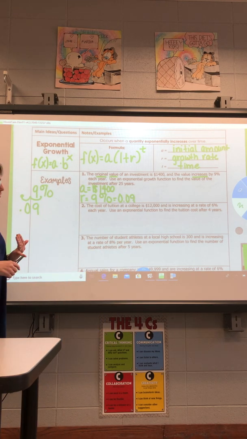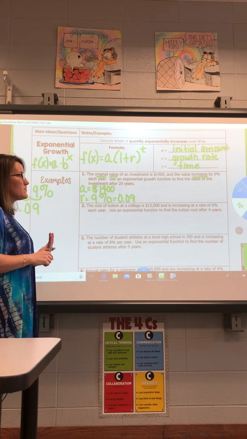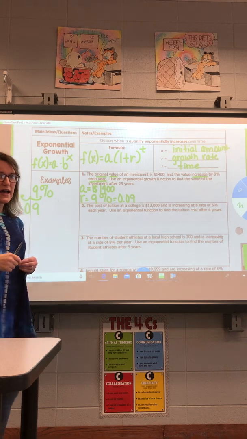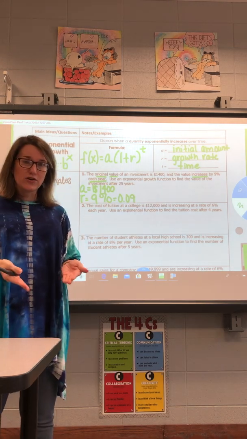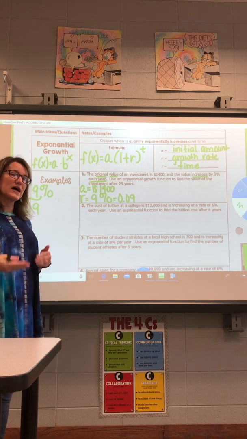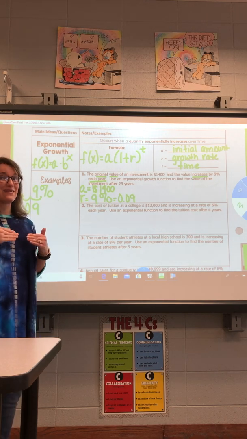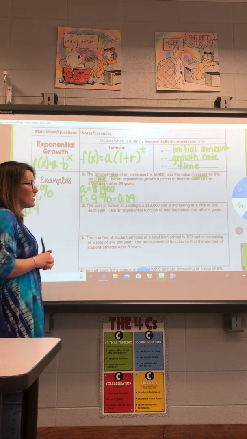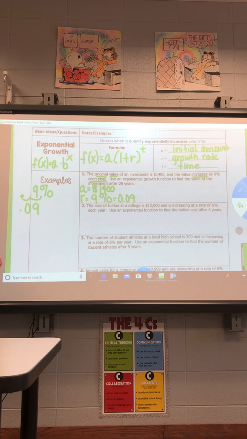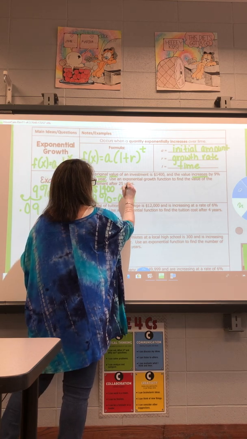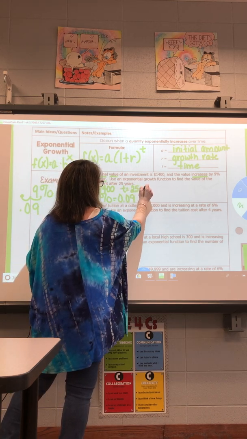So let's finish reading the problem. The value increases by 9% each year. So our time has to be in years. If your percent or your rate is in years, then your time needs to be in years. Those two things have got to equal one another. So use an exponential growth function to find the value of the investment after 25 years. So my time is going to be 25 years.